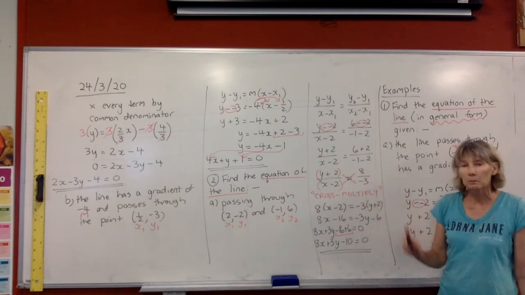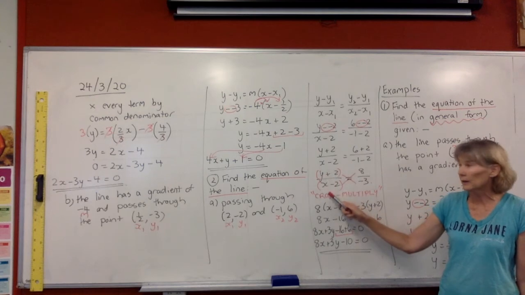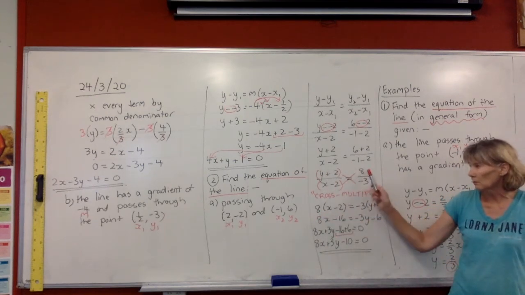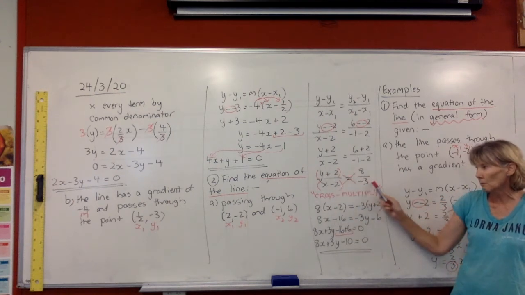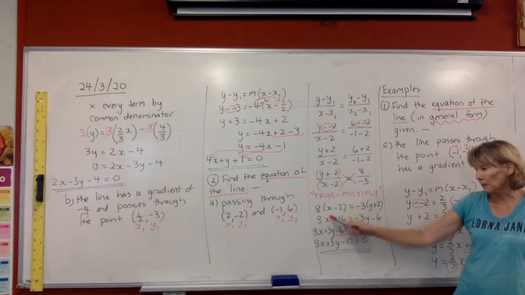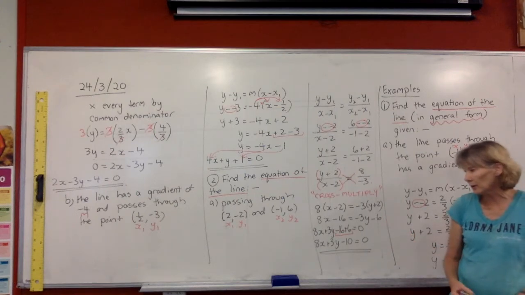So we're going to cross multiply through there. Don't forget that if you have more than one term, it goes in brackets. So our next line has the equals in the middle. 8 times x minus 2 in brackets equals minus 3 times y plus 2 in brackets. Expand your brackets and you'll end up with that line. And take everything to one side.